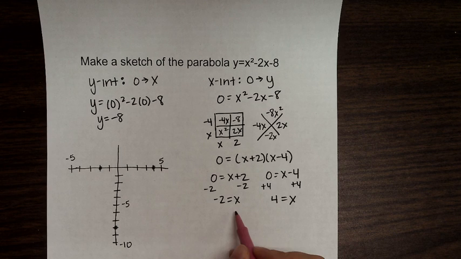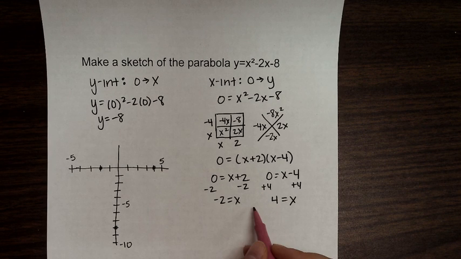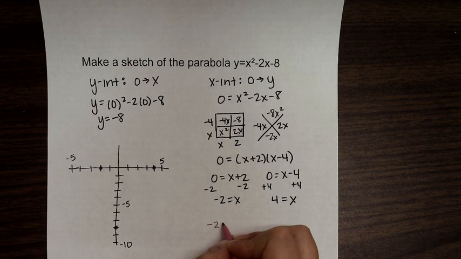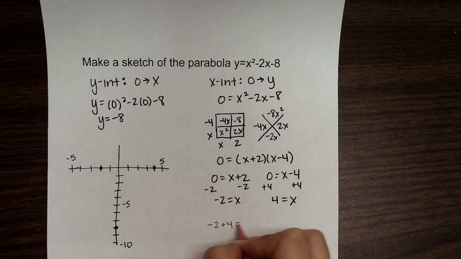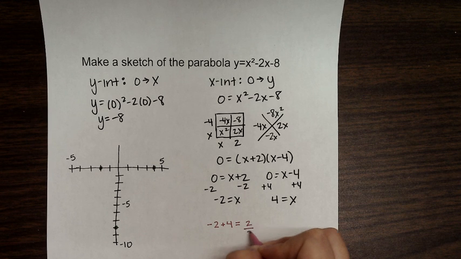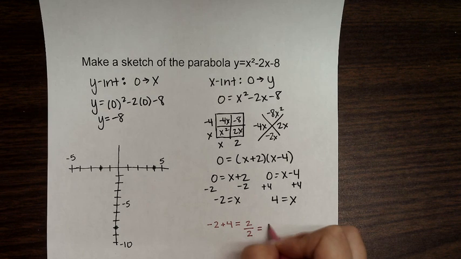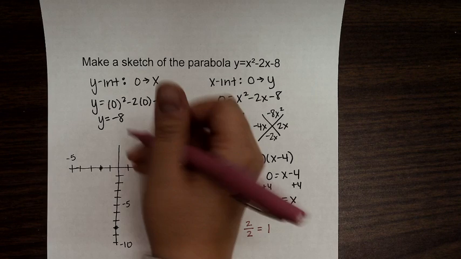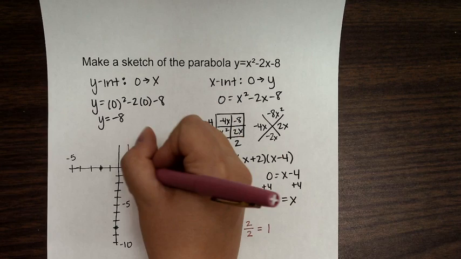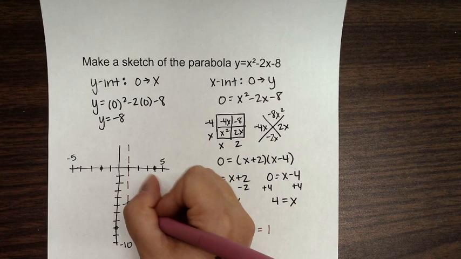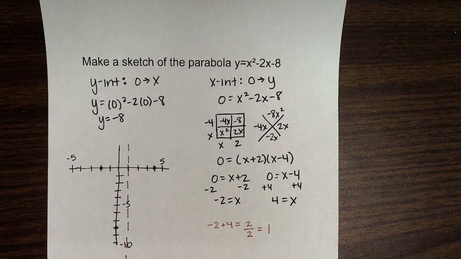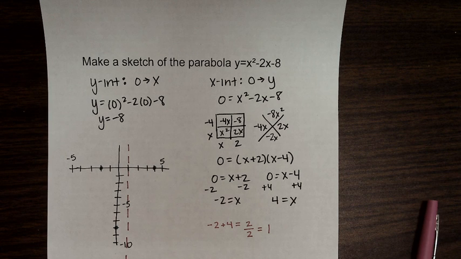So we do that by finding the middle of our x-intercepts. So if we add the two x's together and divide it in half, that's going to tell us where on the x-axis our line of symmetry is. So our line of symmetry is at 1.